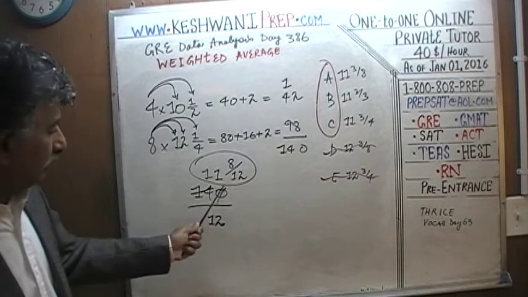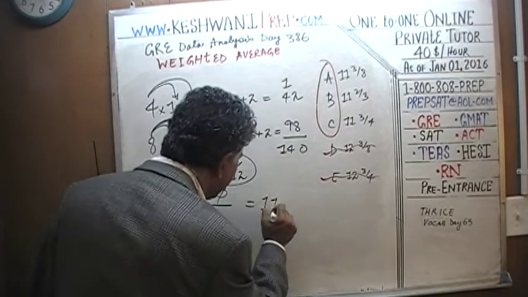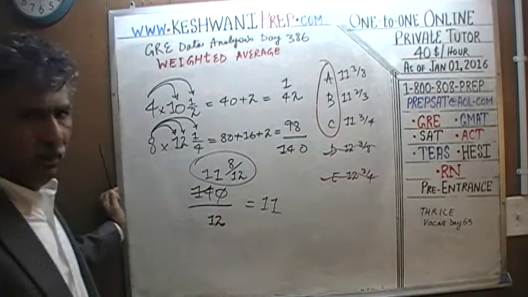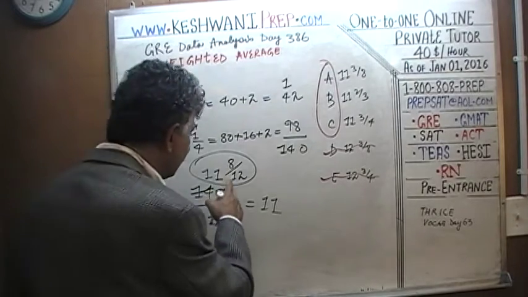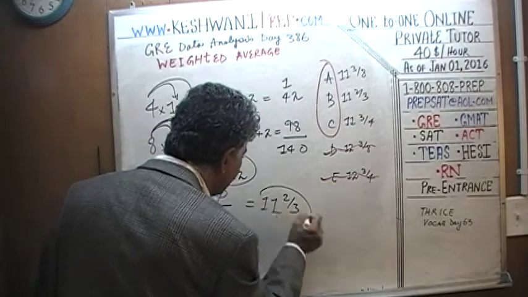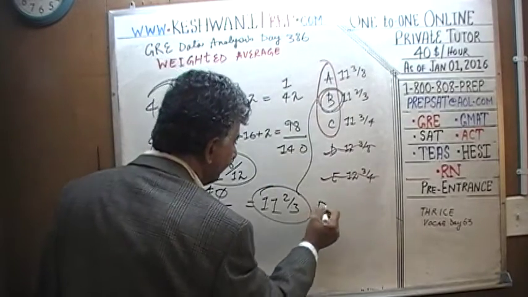But of course, we cannot leave this in this form. We have to reduce it. It boils down to 11 and 8 twelfths of a kilo. When we reduce it, 8 twelfths is simply 2/3. 2/3, voila. Answer choice is B. The answer is B.